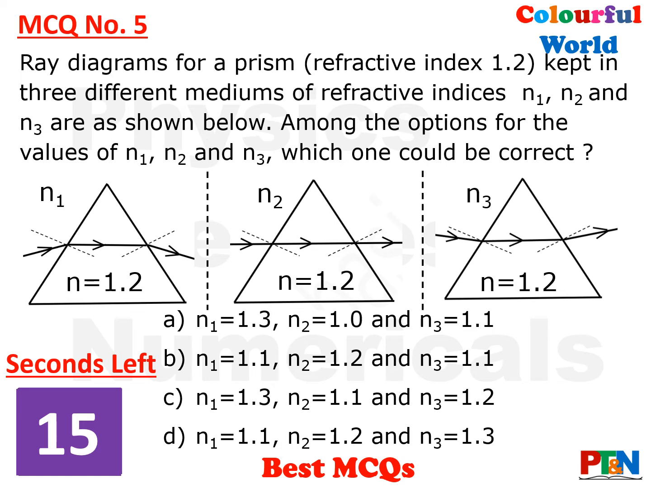Again, ray diagrams for a prism. That prism refractive index is n equal to 1.2. That same prism has been kept in three different mediums: one with N1, another N2, another N3. Now ray diagrams have been given showing how the ray is traveling. From this you need to find out the possible values of N1, N2 and N3. Value of N2 is given. You need to find out the possible values of N1 and N3.